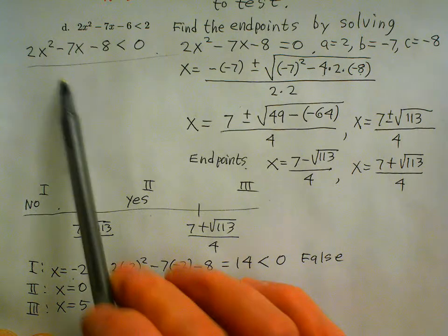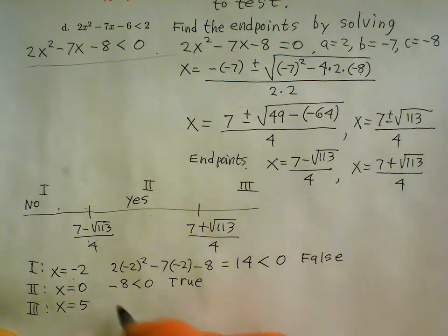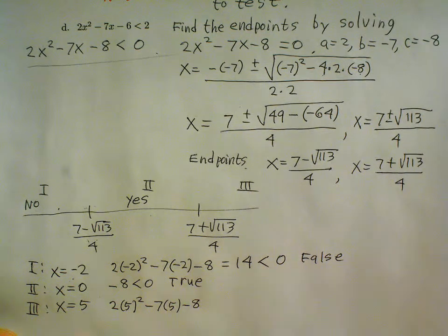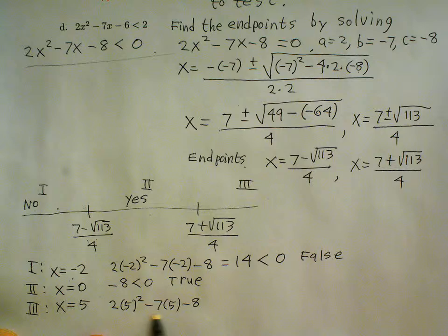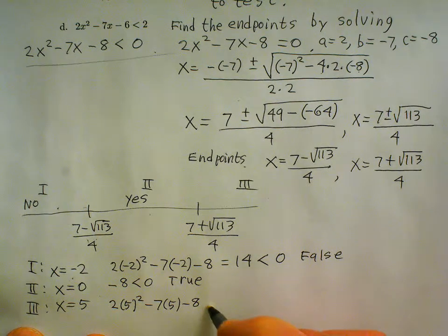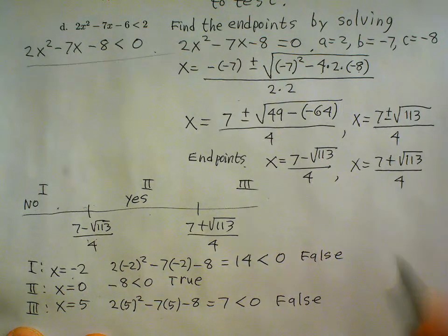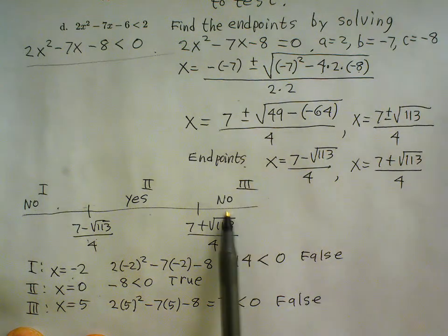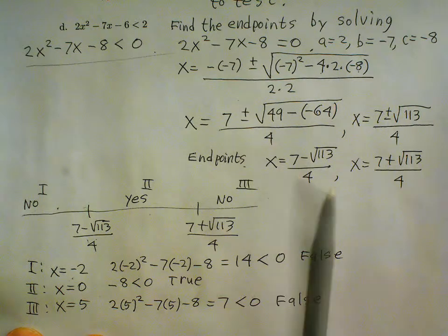And then in the inequality, replace every x with 5. So we get 2 times 5 squared minus 7 times 5 minus 8. 5 squared is 25. 2 times 25 is 50. 50 minus 35 is 15. 15 minus 8 is 7. And the inequality, 7 less than 0, is false. So none of the numbers in the third interval are solutions.